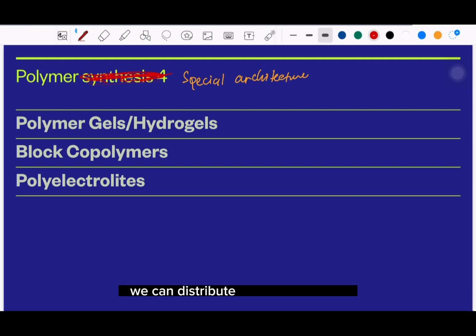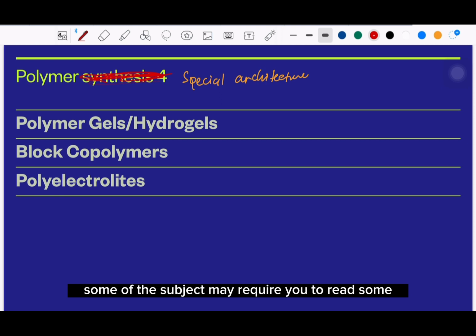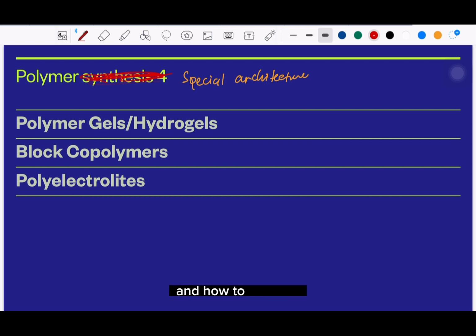Some of the subjects within these three sections may require you to read some scientific papers, and I hope you can get used to reading them. Especially if you are interested in research, or perhaps you want to know more about, for example, nanochemistry or nanotechnology within this polymer, and how to synthesize it, or how the applications are. We are going to see some of it, and for the rest you can try to find and discover.